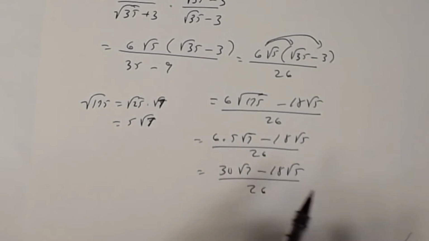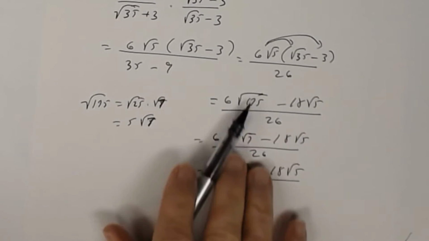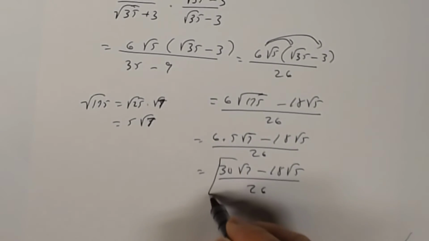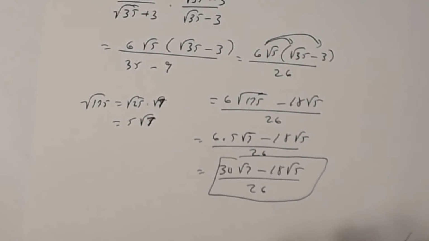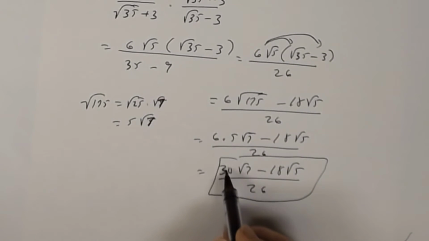Okay, now, you know you did all this work, right? All this work you've done. And if you wrote this, I'll give you the points for it. But I want you to notice, see that 30, that 18, and that 26? They're all divisible by 2. So let's go ahead and reduce.